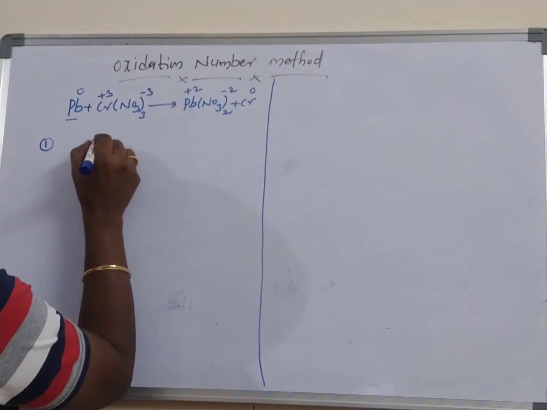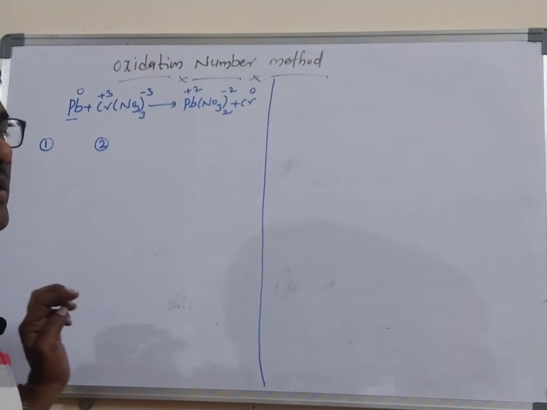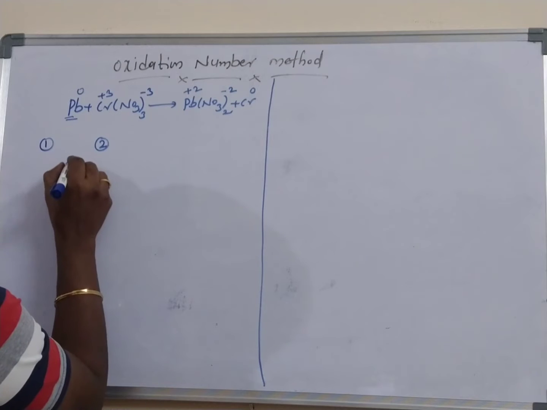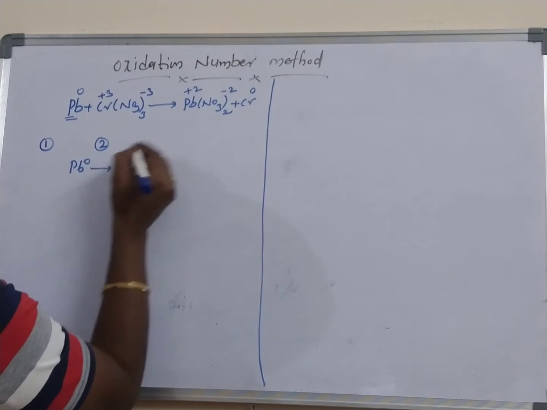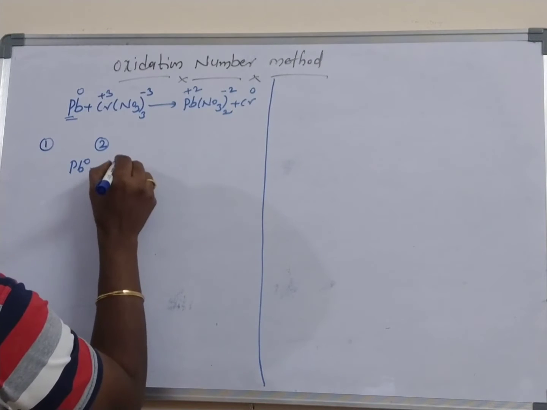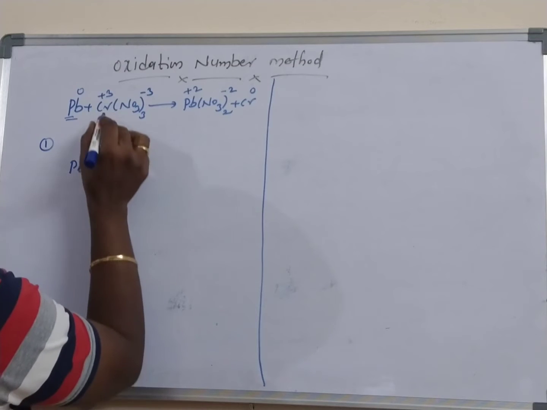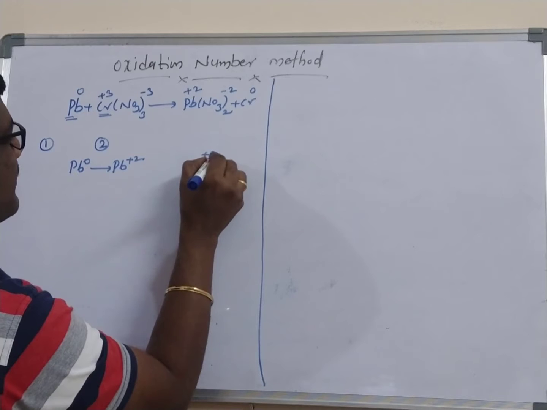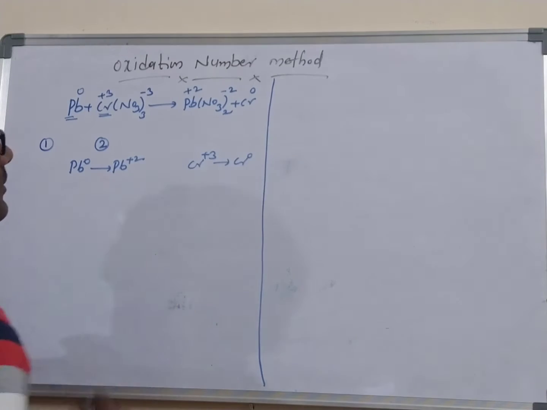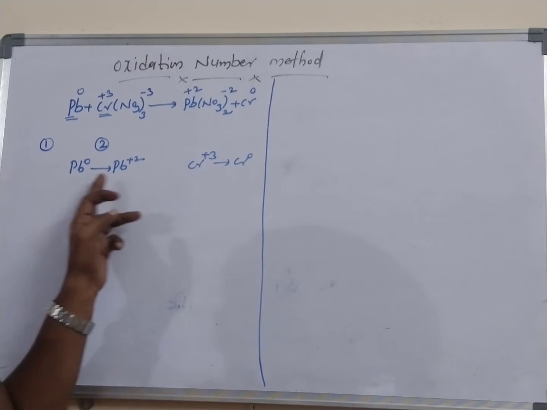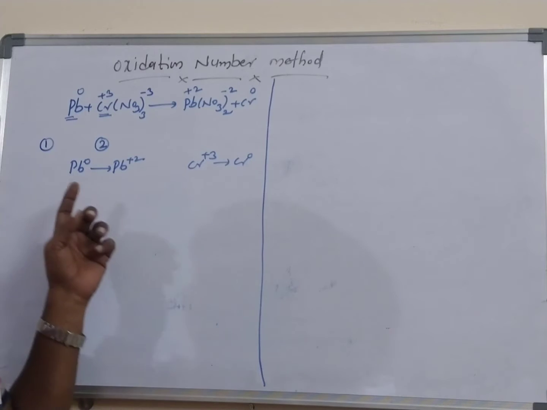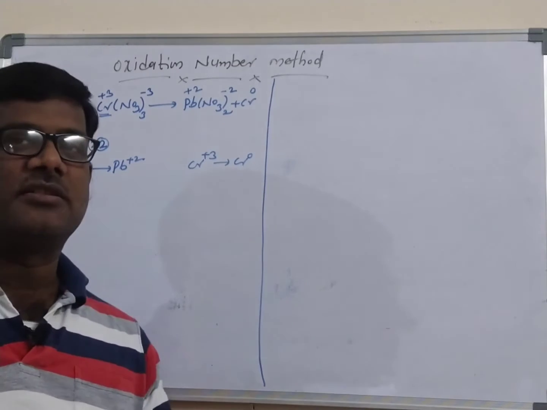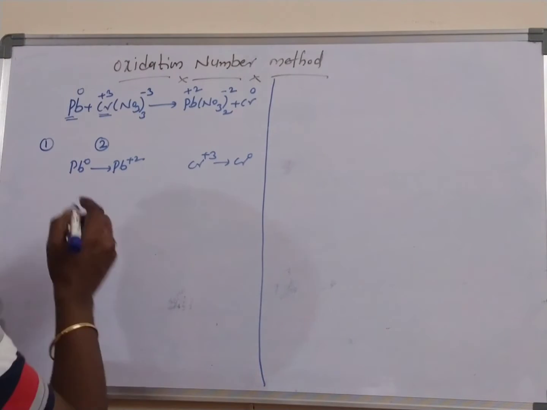So in the first step, I calculated the oxidation state of the elements. Second step, you have to observe whose oxidation state is changing. Here you observe lead has oxidation state 0, which is converted into lead +2, nothing but Pb +2. Chromium, if you observe, goes from Cr +3 to Cr 0. So the oxidation state of lead and chromium has changed. The oxidation state of lead is increased from 0 to +2. Chromium is decreased from +3 to 0.